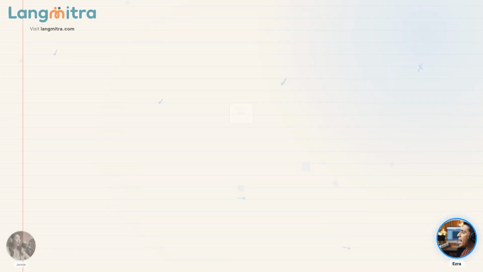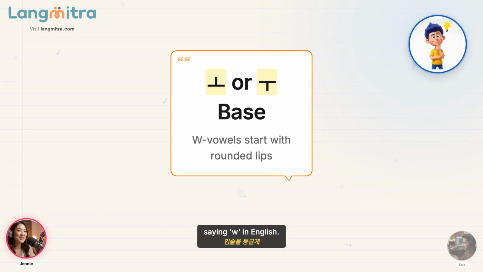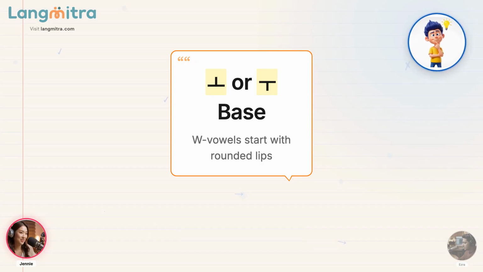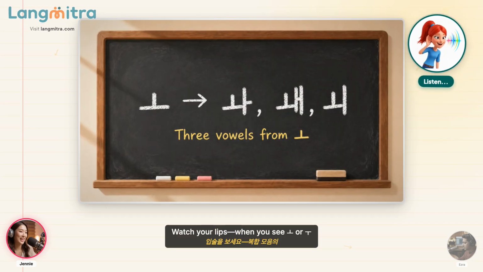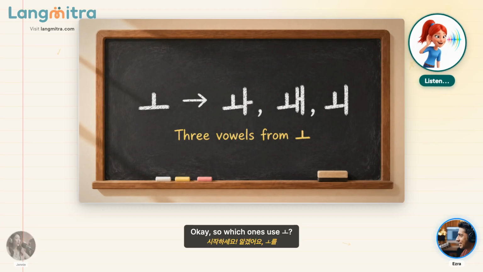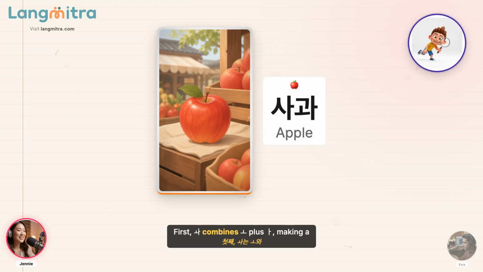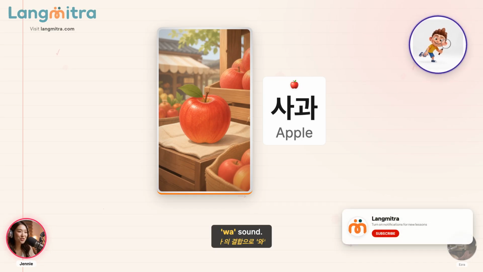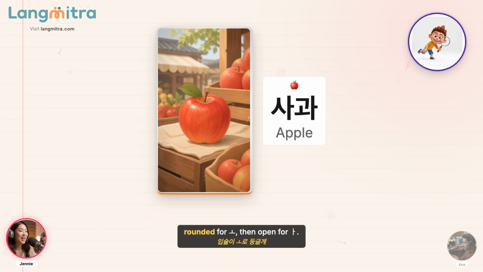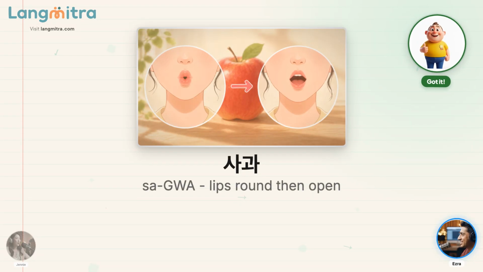W combinations. How does that work? These vowels start with a lip-rounded glide, like saying w in English. They're built on either o or u as a base. Watch your lips. When you see o or u as part of a compound vowel, start with rounded lips. Okay, so which ones use o? 3 of them. First, wa combines o plus a, making a wa sound, like in sagwa, meaning apple. Your lips start rounded for o, then open for a. Try it. Sagwa, sagwa, apple.